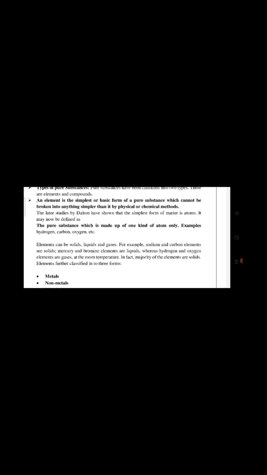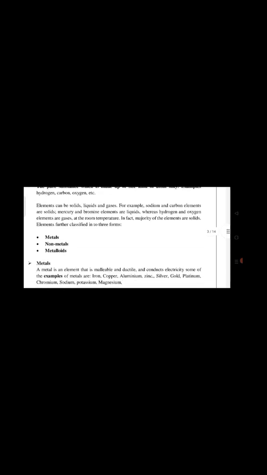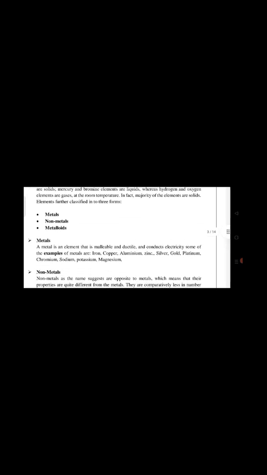For example, sodium and carbon are solid elements. Mercury and bromine are liquid. Hydrogen, oxygen, nitrogen are in the gaseous form at room temperature. But in fact, the majority of the elements are solid. Elements are further classified into three forms: one is metals, another one is non-metals, and the third one is metalloids.